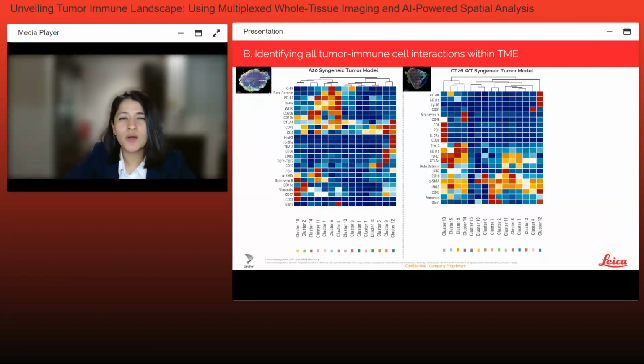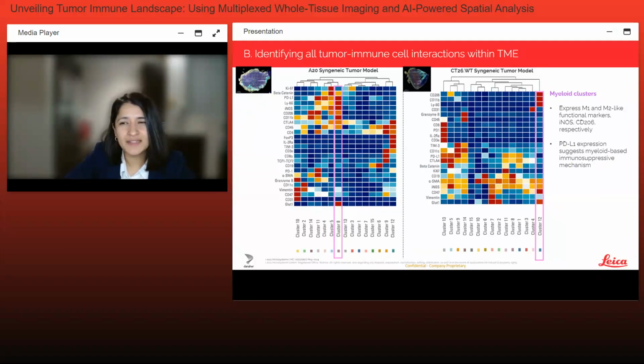Next, we can also observe another critical cluster associated with myeloid cell lineage, shown in pink here, which express M1 and M2-like functional markers for macrophages, such as iNOS and CD206, respectively. At the same time, we also note PD-L1 co-expression in these cell types, which further suggests a myeloid-based immunosuppressive mechanism.